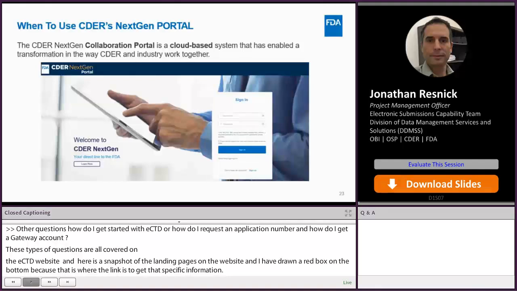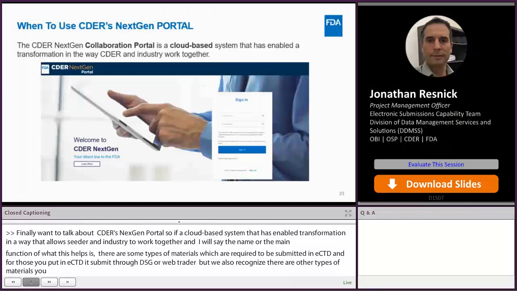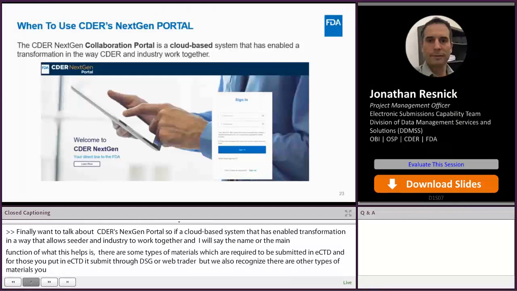I will say the main function of what this helps is there are some types of materials which are required to be submitted in eCTD, and for those you put it in eCTD and you submit it through ESG or WebTrader. But we also recognize that there are other types of materials that you may submit that are not required to be in eCTD. And instead of having industry submit that information in paper or maybe stick it on a DVD and mail it in, we have this portal that gives you a nice, easy electronic option to communicate that information.